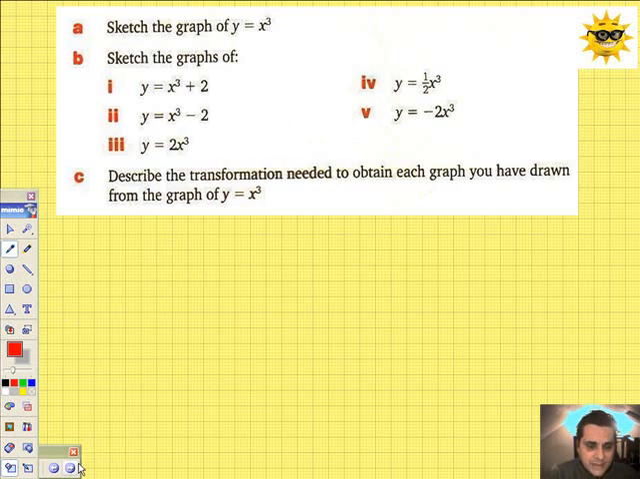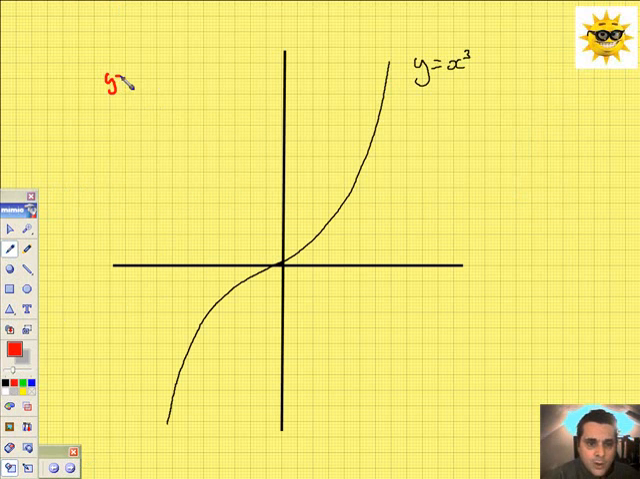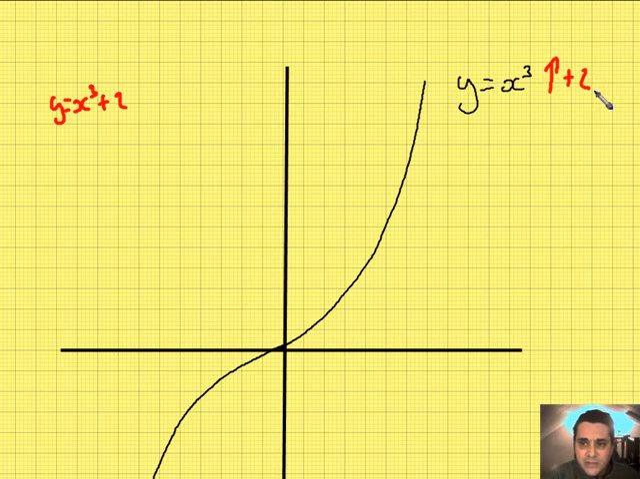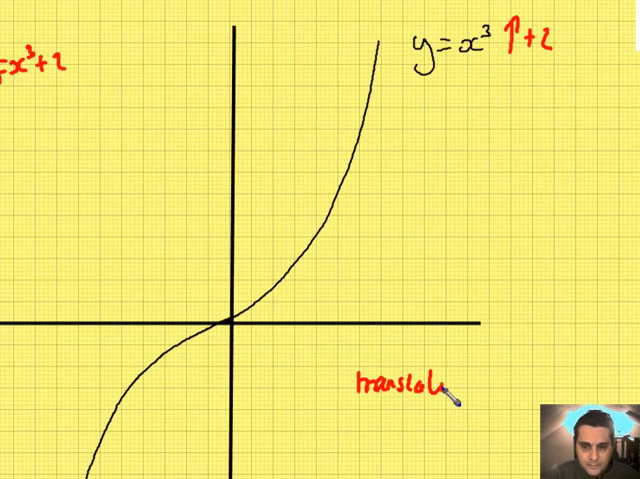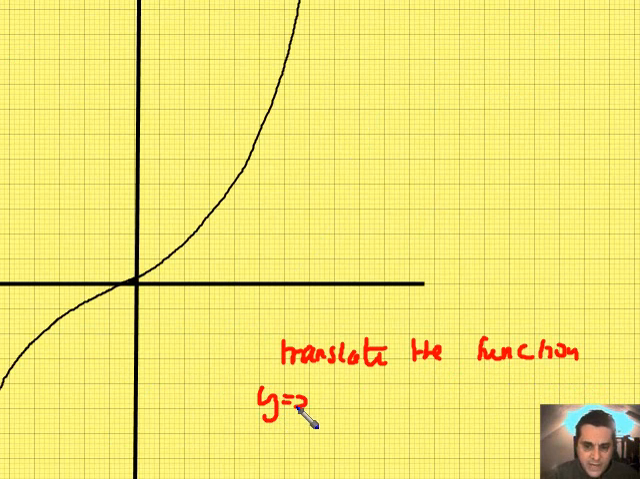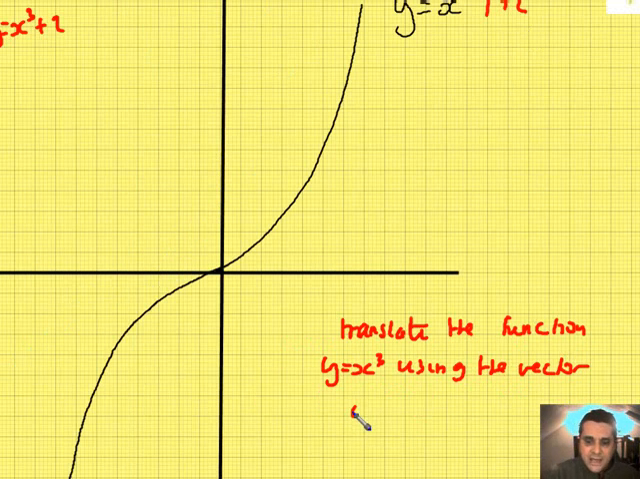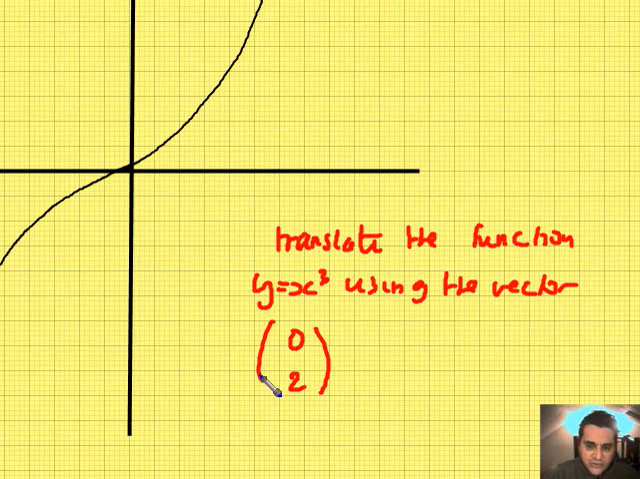You may recall that if I'm going to go for y equals x cubed plus 2, I'm essentially going to take the y equals x cubed graph and lift it up 2 units. In other words, translate the function y equals x cubed using the vector, and we're going up 2 units in the air, so it's going to be 0 along and 2 straight up.